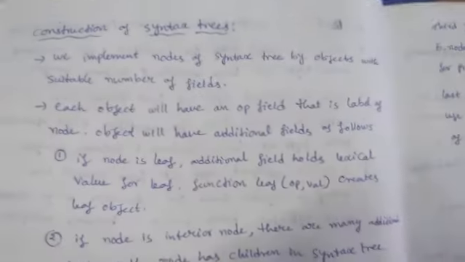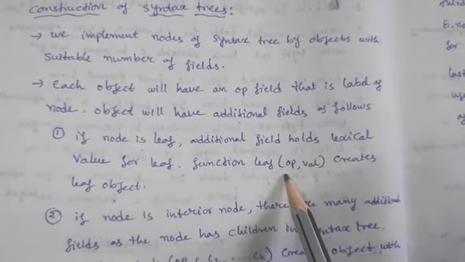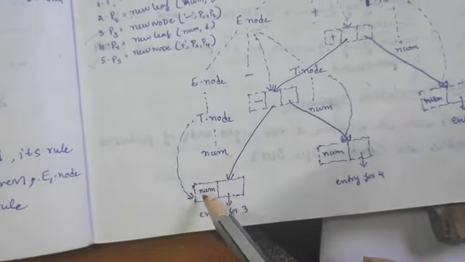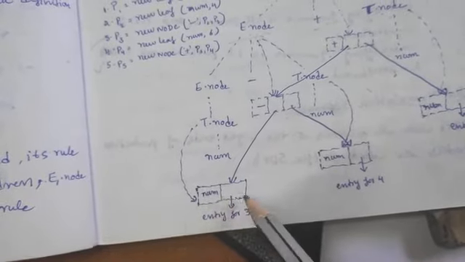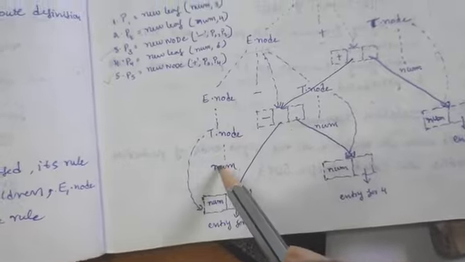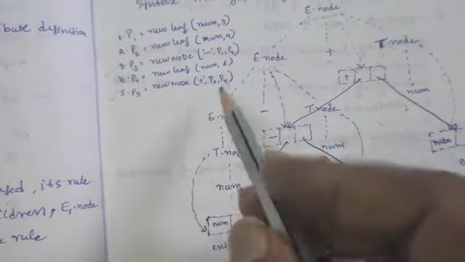Like that in leaf element we have only two things. One is an operator and value. Here the operator is nothing but number. We need to replace number with 3. For that reason the operator is number and value is 3. This 3 value is passed to number. Okay, and then that value is passed to T and that value is passed to E.